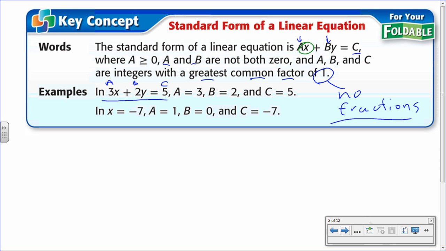What else do you notice about X and Y? They're not by themselves. What else? In relationship to the equal sign. Very good, Michael. They're on the same side, so write that down. Draw you a little arrow. X and Y are on same side.